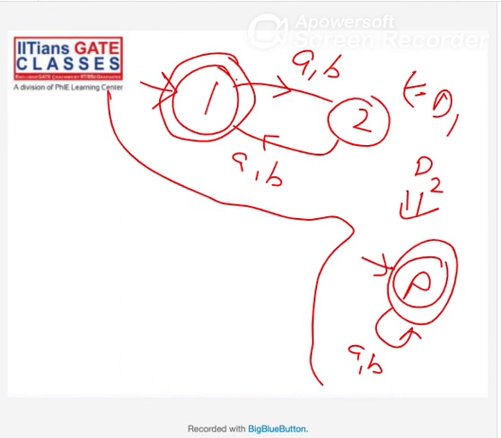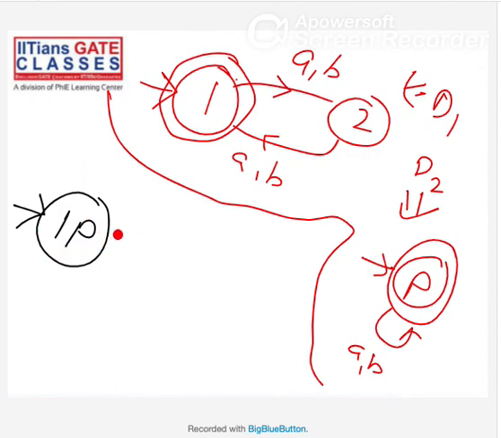So let me start you. Very easy to start. In the product automata construction, what do we do? We start in the initial state of both automata. Initial state of both automata means 1 comma p, because here the initial state is 1, and here the initial state is p. So you will start in 1p.